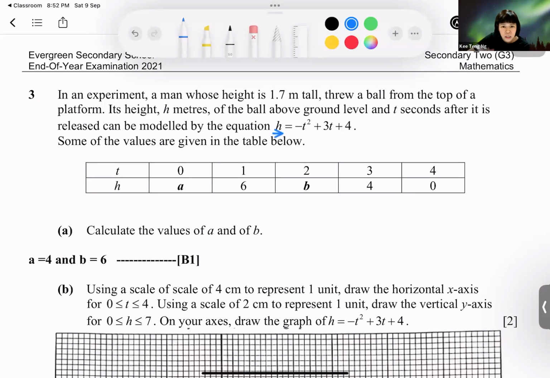Number one, letter H. This one over here, the letter H actually represents the height. What are the units of the height? This is height in meters. So this one will be my vertical y-axis. Okay, and next one over here, modeled by the equation, what is t? t is the time, t seconds after it is being thrown.